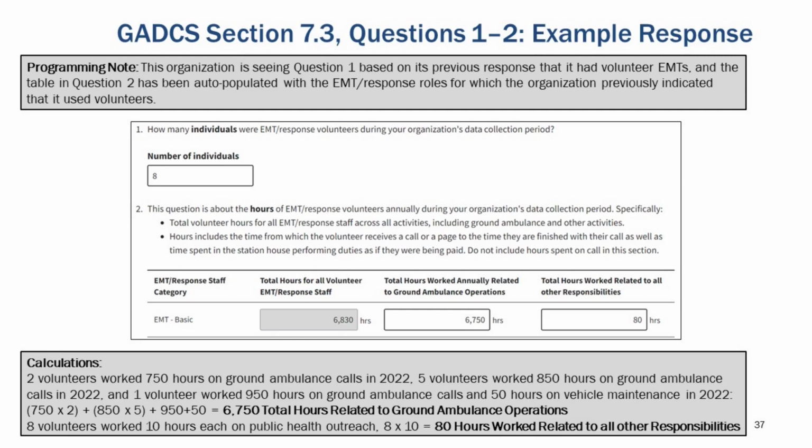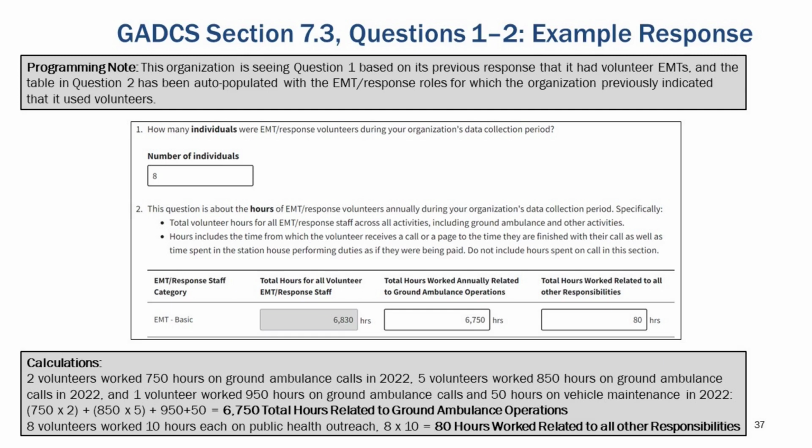Question 1 asks for the number of EMT response volunteers, and this organization reports 8. For question 2, you need to report the total hours that these EMT volunteers worked during the data collection period. In this example, they have 8 part-time volunteer EMTs who worked between 15 and 20 hours a week. You can see our calculations in the gray box below.